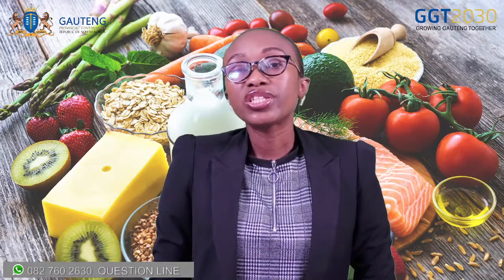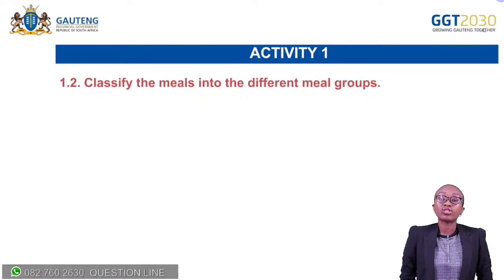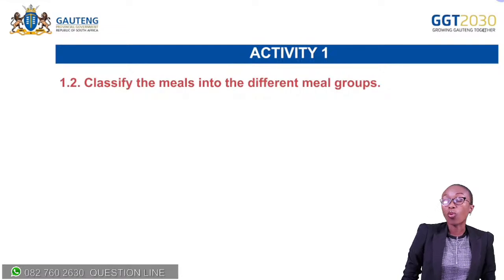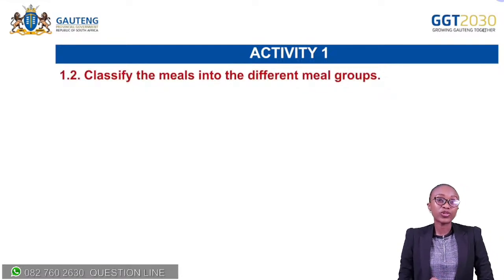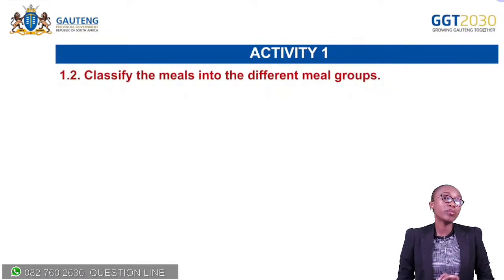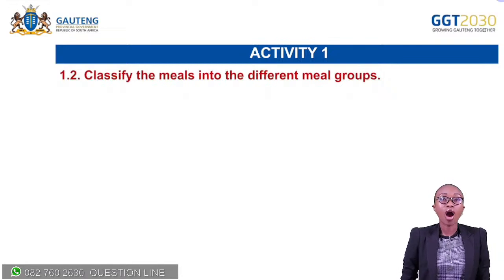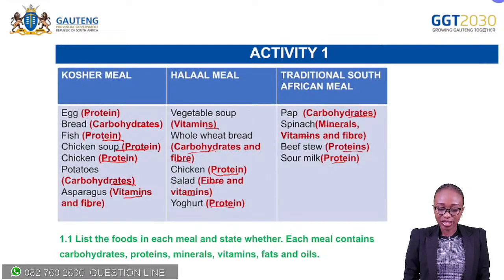Right, we need to classify the different foods into different food groups. We should say whether it is meat, or a vegetable, or a dairy product. So we're going back to that table that I showed you initially, and then we classify these different foods. Make sure you get a pen and paper, write in your book, and then take a picture of your answer and send it to our number, which is 082 760-2630. So here's the table once again.